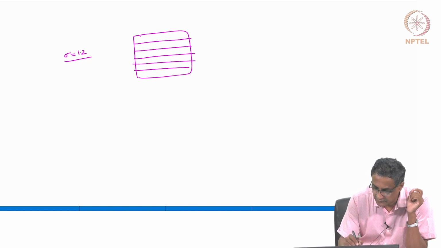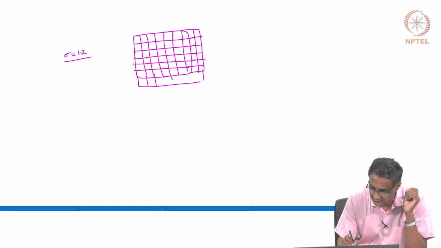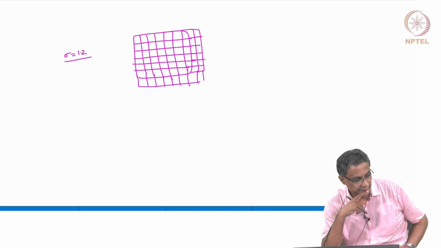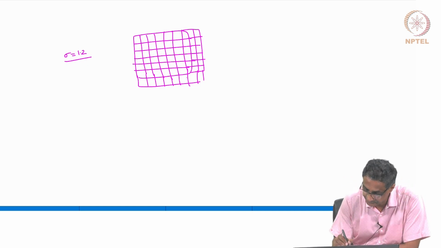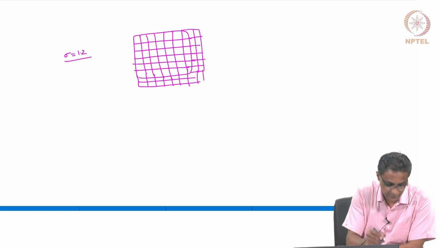Let me put the numbers in: 1, 2, 3, 4, 5, 6, 7, and then a couple more here. Maybe why don't I just show that instead of doing this? I don't think I copied the slides today. Okay, so the way this looks is as follows.